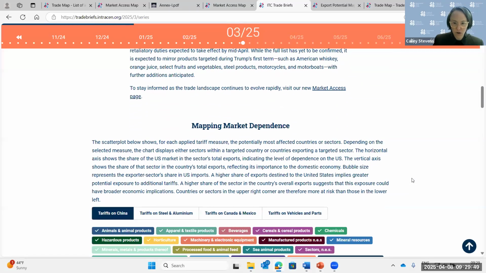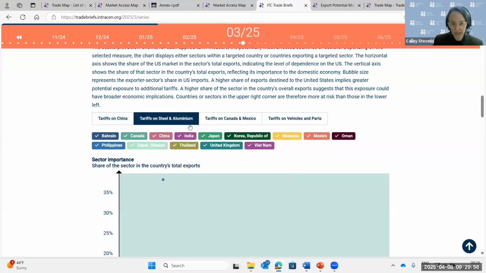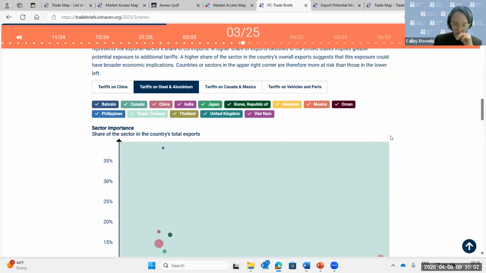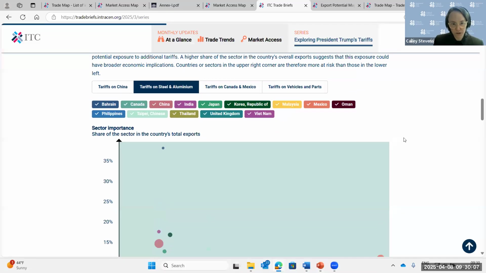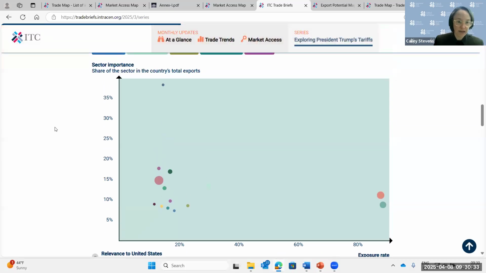And so as we scroll down, what we have is a scatter plot that shows how particular sectors in this case, or particular countries in the case of steel and aluminum and vehicles and parts, are exposed to the US market. So here we are looking at the additional tariffs on steel and aluminum. On the horizontal axis, we can see the share of the US market in a country's steel and aluminum exports. So how important the US market is for a country's exports in the steel and aluminum sector. And then on the vertical axis, we can see the share of the steel and aluminum sector in a country's total exports. So how important steel and aluminum are for a country. And the size of the circle represents the relevance to the US.